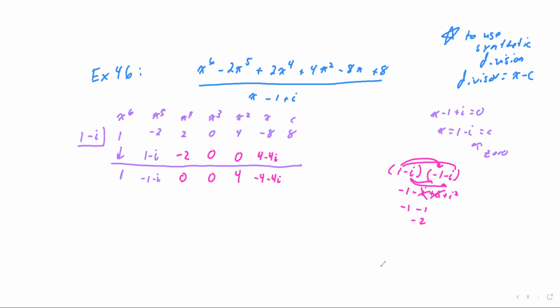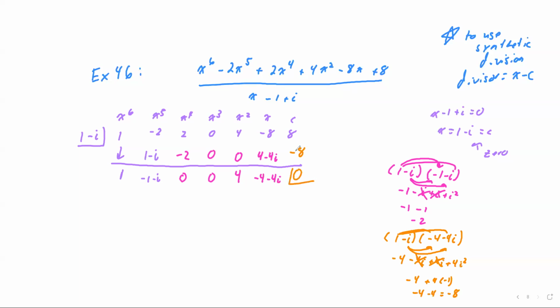So let's do a different color so we can see our next work. So this would be 1 minus i times negative 4 minus 4i. Here we go. So 1 times negative 4, negative 4. 1 times negative 4i, negative 4i. Negative i times negative 4, positive 4i. Negative i times negative 4i would be a positive 4i squared. This would cancel with this. Then I get negative 4. i squared is really a negative 1. So I end up with negative 4 minus 4, which is negative 8. So then here's my result here. And then 8 plus negative 8 is 0.